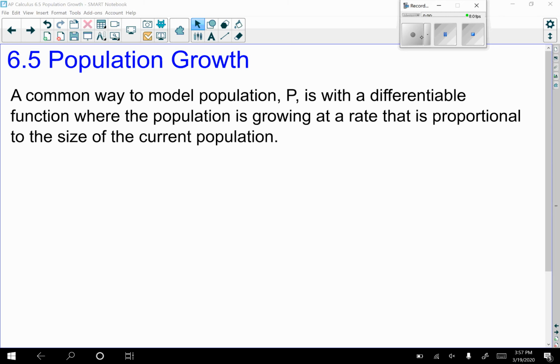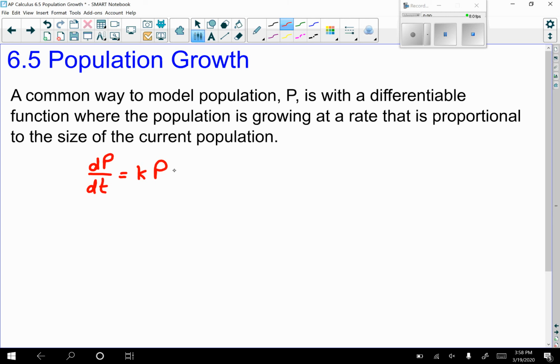But just reading over this, a common way to model population is with a differentiable function where the population is growing at a rate. So again, there's our derivative that we'll be writing that is proportional to the size of the current population. So again, writing this in symbols, instead of the dy over dt that you saw yesterday in section 6.4, this will become dp, where p is the population function, over dt. So the rate of change of population with respect to time is going to equal k, which is our constant, times our current population. So this is identical to what we were looking at yesterday, just using slightly different variables.